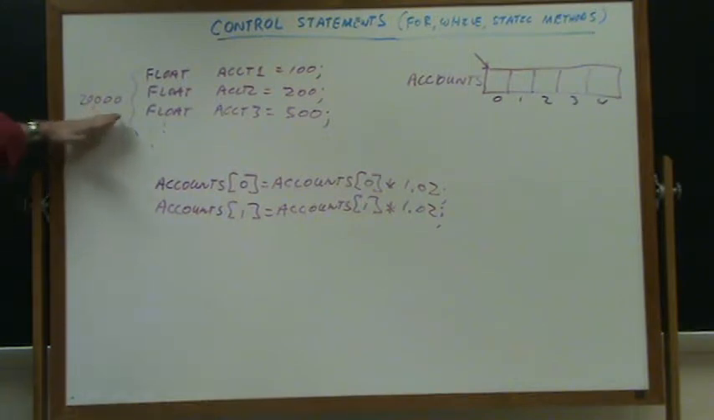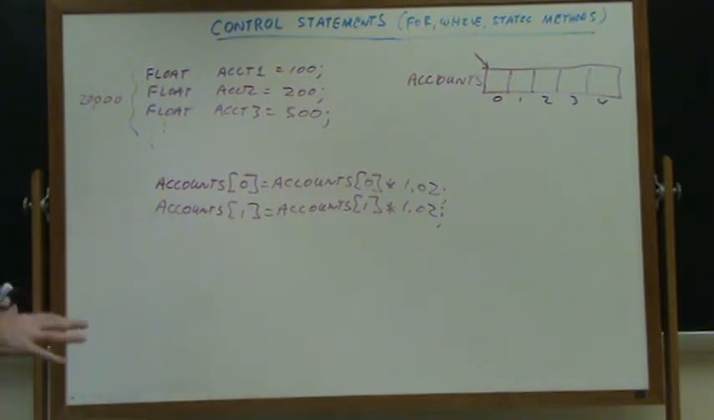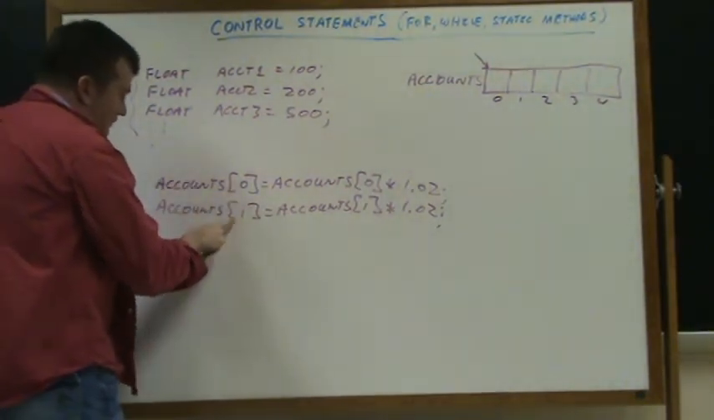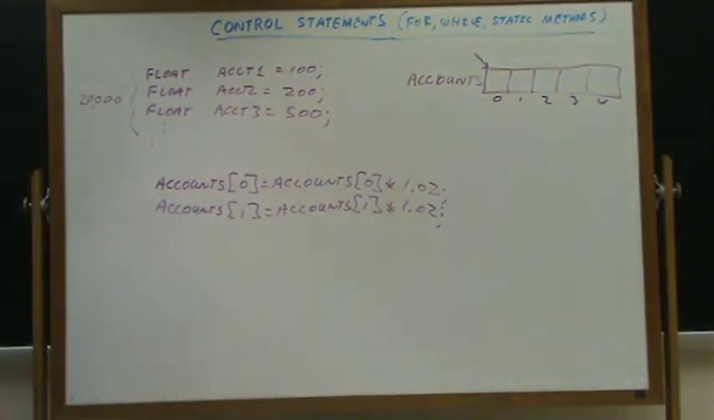And if we had 20,000 accounts, we'd have to write 20,000 lines of code. So that would be a lot of cutting and pasting. Wouldn't it be nice if there's some way we could say, instead of doing it for 0, and then doing it for 1, and then doing it for 2, let's do it for something vague, and tell that vague thing to go from 0 to 1,999, right?